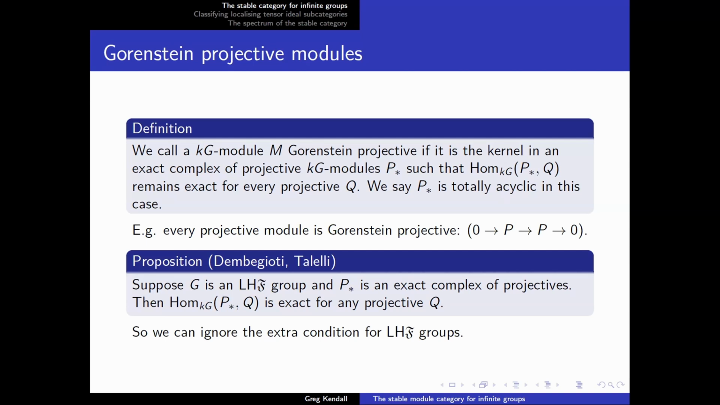We can just take the exact sequence with the identity map in the middle. And maybe more interesting, if we go back to our group being finite over a field, then every module will be Gorenstein projective, because we can just take a projective resolution and an injective resolution and shove them together. So we're really generalizing that property. But obviously over an infinite group, there will be non-Gorenstein projective modules.